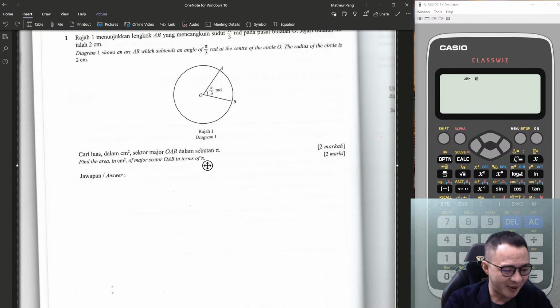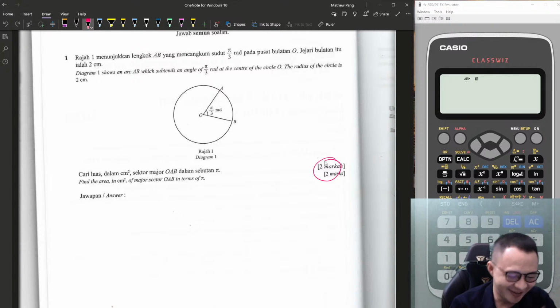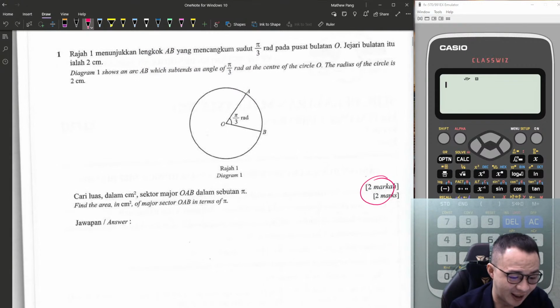So okay, let's begin with the first one. Even this 2-mark question has quite a lot of words for 2 marks. First, they show an arc AB that subtends an angle of pi over 3 at the center O. They use a very professional word, subtend. So the radius of the circle is 2 cm.